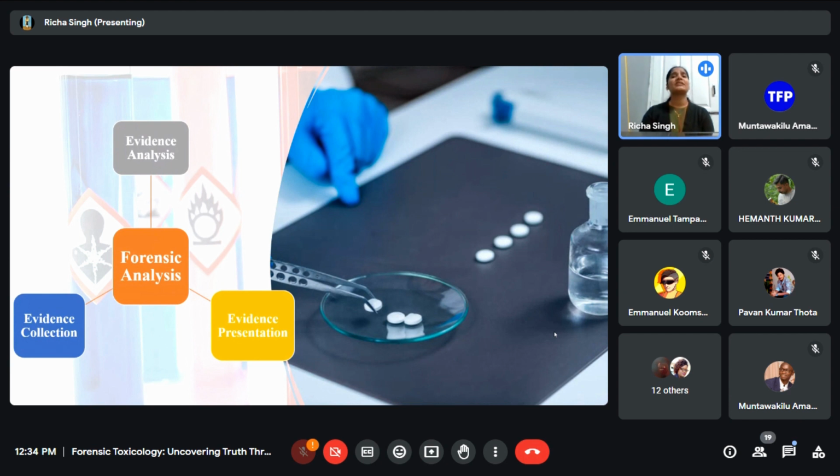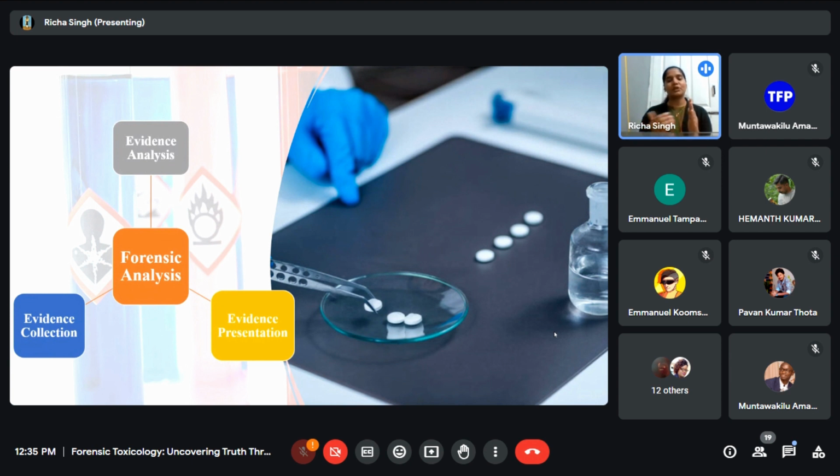So the first thing that you'll be collecting, if you're suspecting that there has been some malicious intent or some poisoning, is whatever food you are getting. And if there is any alcohol bottle, or you're seeing any cups or glass or anything which has some liquid present in it, you'll be collecting all of it.